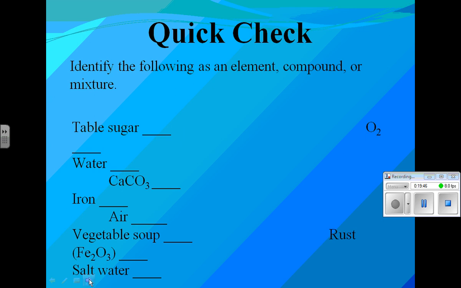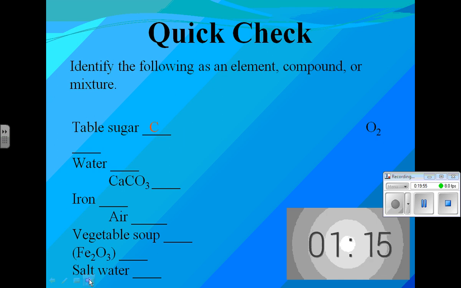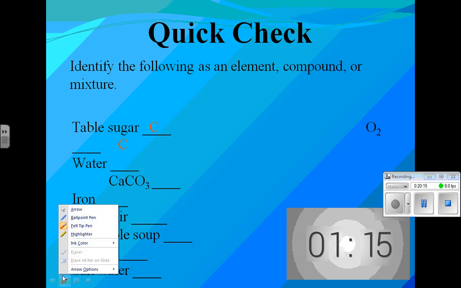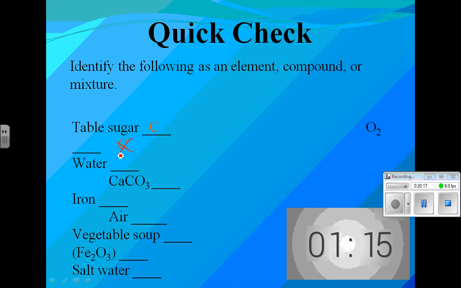Now, table sugar is actually C6H12O6, and so it's three different elements together, so it would be a compound, whereas O2 is just oxygen gas, and oxygen has its own square on the periodic table, so it's actually an element. It's a diatomic element, so I don't know why it has a C there because I don't like that as the answer. So I'm going to fix that because that should not be a C. That should be an E.